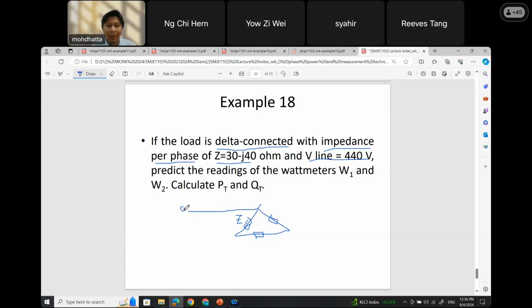Let's say this is my A. Let's say this is my C. And this is my B. Or maybe you can put it ABC as well. So maybe we put it as ABC lah, easy for us to know the sequence. One more thing, there is no information on the sequence, right? So you can assume this one is a positive sequence in terms of the power supply being supplied to the load. You can consider it as positive.